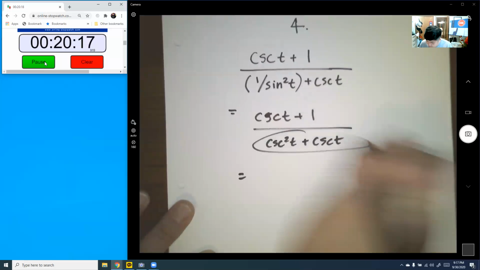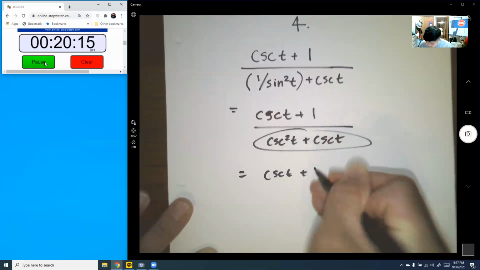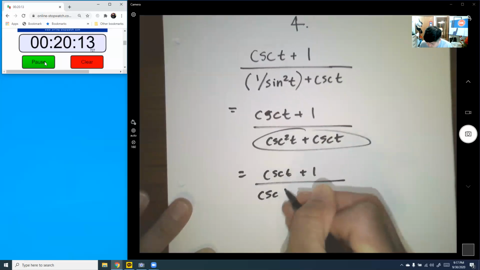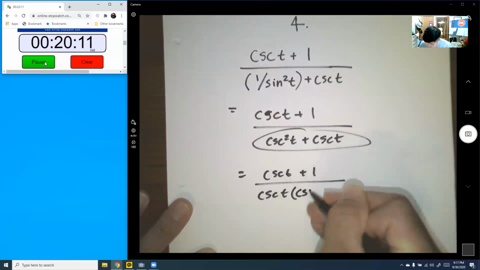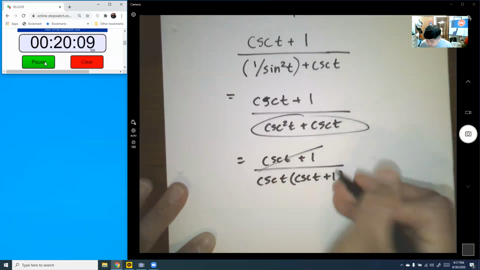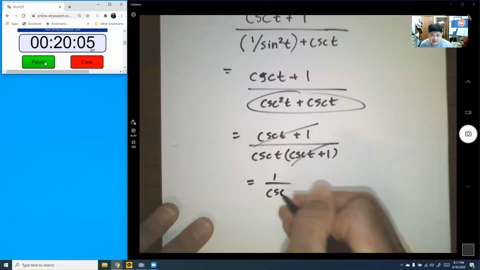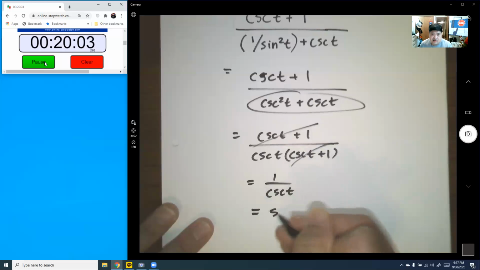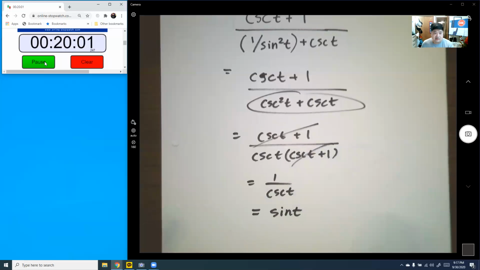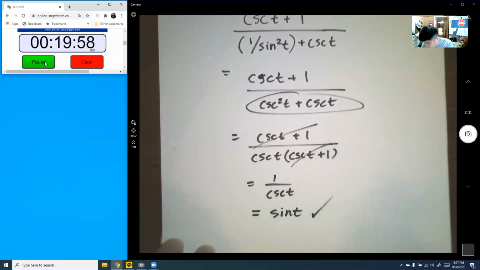Then I'll factor the cosecant of t out of the denominator, so it's cosecant of t times cosecant of t plus 1, and then cosecant of t plus 1 divides out, so I have 1 over cosecant of t, and that ends up being, well, that is just sine of t. So there is another one done.